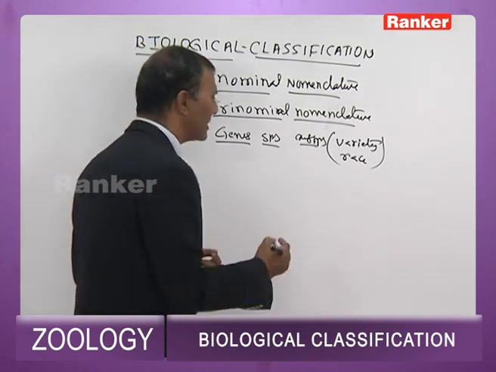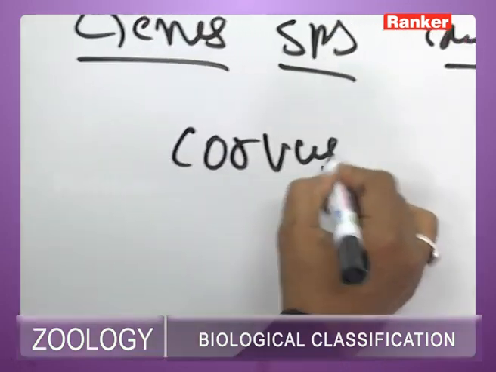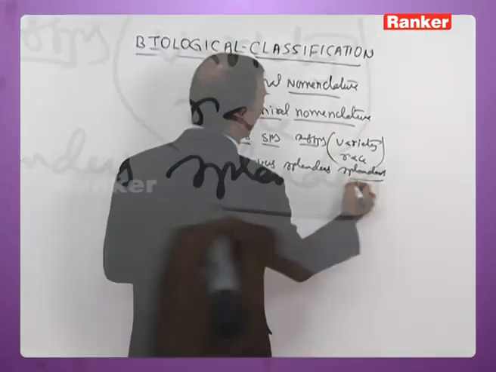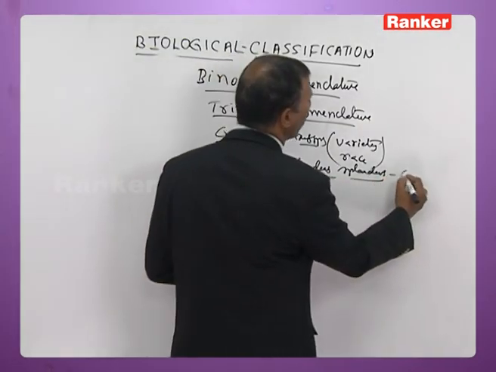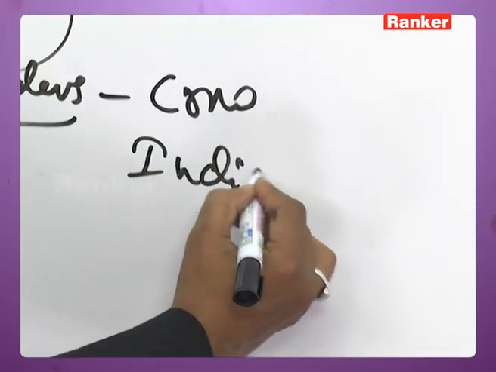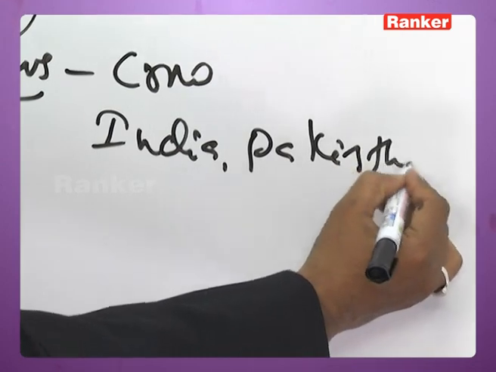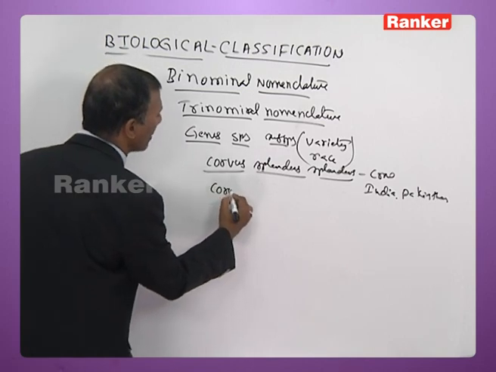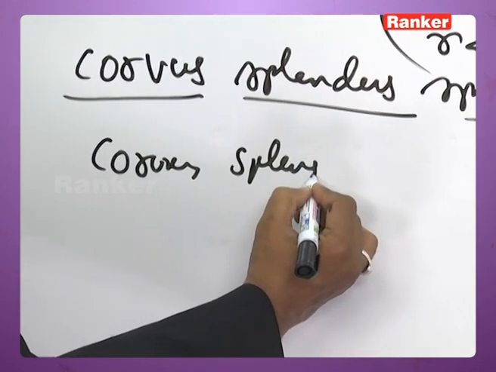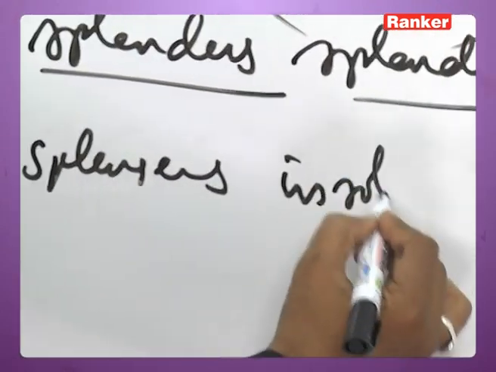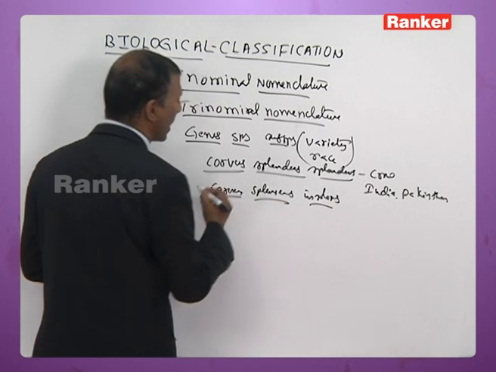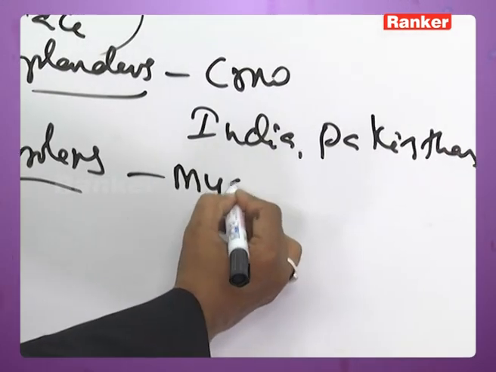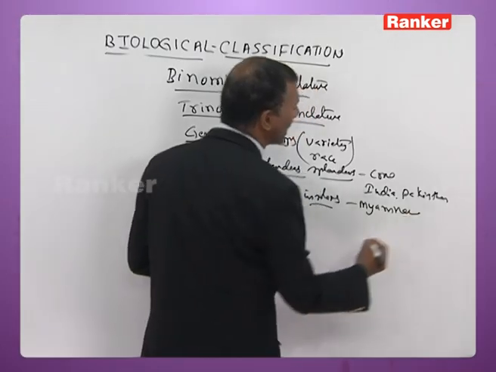I shall give you the best example here. Corvus splendens is the crow that lives in India and Pakistan, where we have genus, species and subspecies. Then you have another example, Corvus splendens insolens. Insolens is the crow that lives in Myanmar.